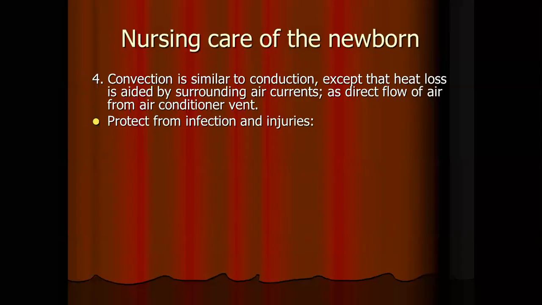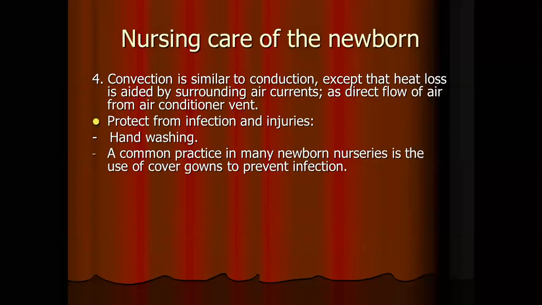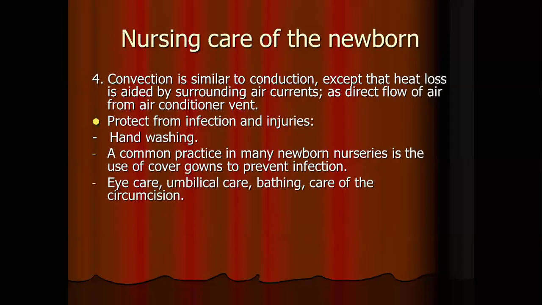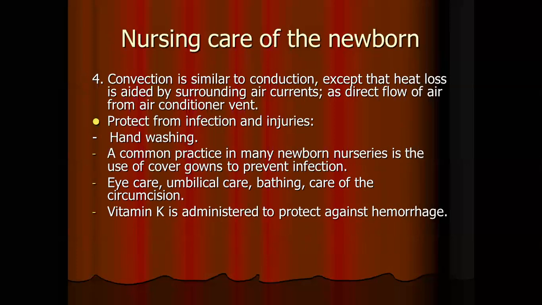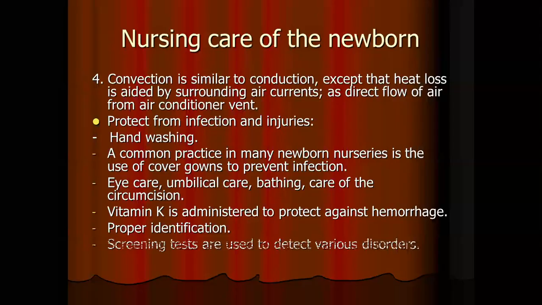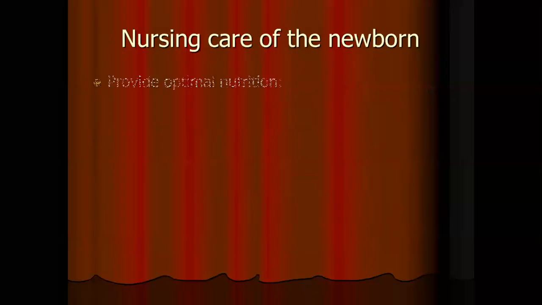Then the third one is protect from infection and injuries. Hand washing, maintain proper aseptic technique. A common practice in newborn nurseries is the use of cover gloves and gowns to prevent infection, or PPE; all the PPE has to be maintained. Then eye care, umbilical care, bathing should be avoided till the umbilical cord falls off, then care of the circumcision. Vitamin K is administered to protect against hemorrhages. Then proper identification of any major problems. Screening tests are used to detect various disorders.